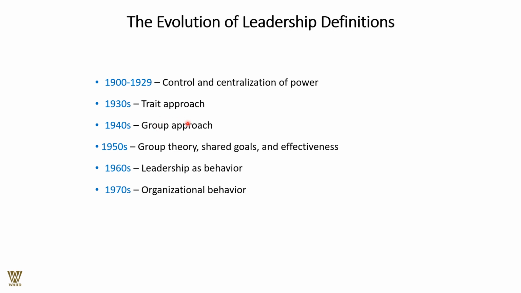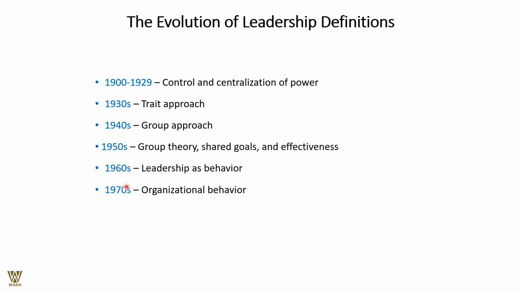Then began the trait approach, looking at the characteristics of a person, termed as leadership qualities. Then we went into the 1940s, all about team building, group management, the group approach, and social building and the community point of view. From there, in the 50s, it was group theories, shared goals, and effectiveness. It's the overall well-being of the largest population out there.